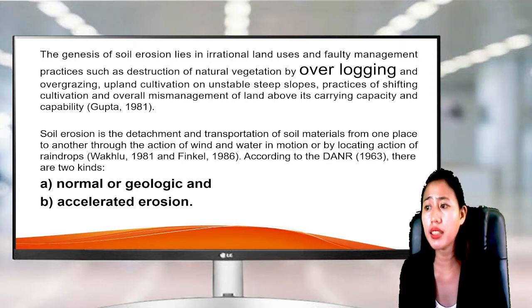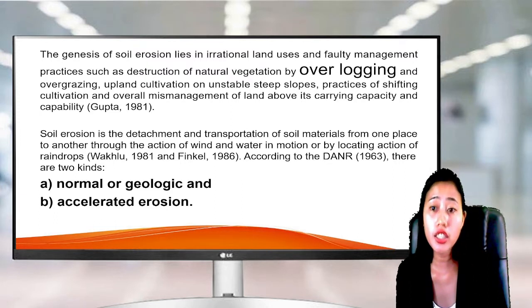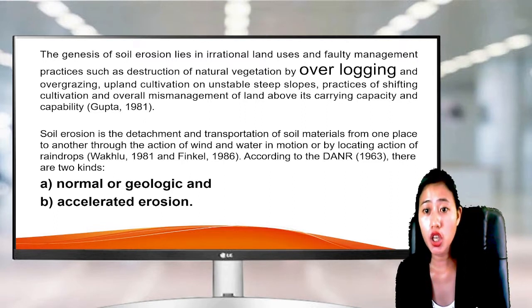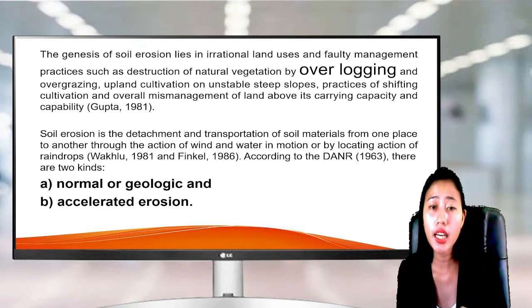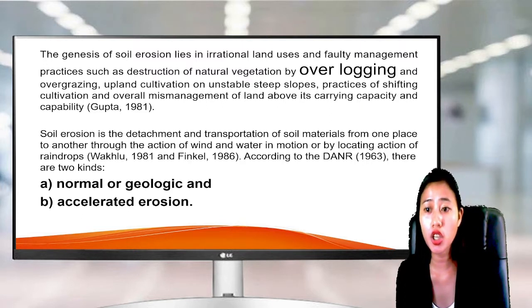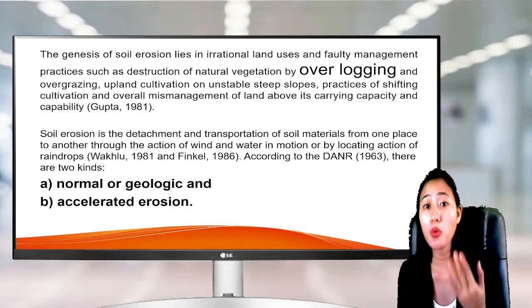So according naman kay DENR, in 1963, there were two kinds. So naay normal or geologic and accelerated erosion. So normal or geologic, it is unaffected by human activities. So kani accelerated erosion, so mao ning mga erosion nga naay gibuhat ang tao.